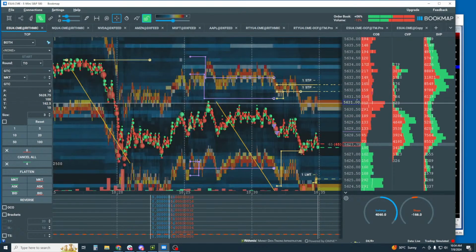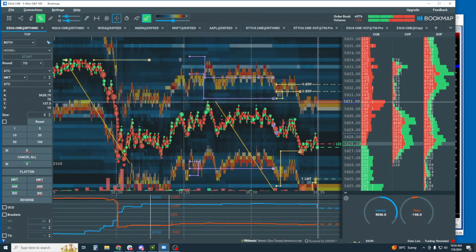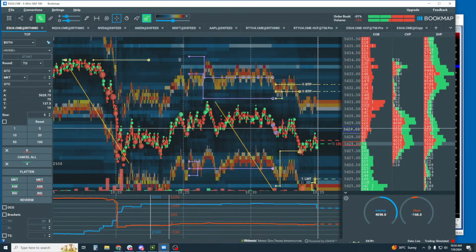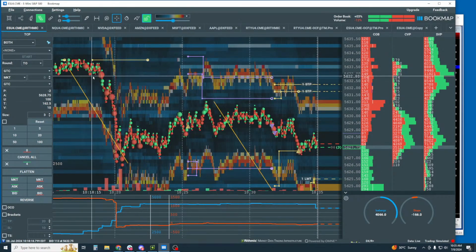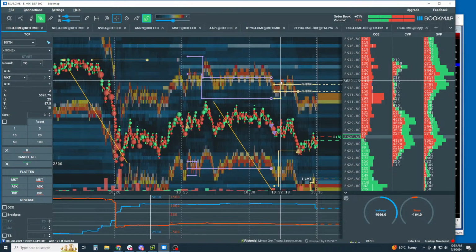Okay, so now that's what we're looking for. Let's see if we can get this phase now, this markdown phase, to continue. Okay, we're looking at a continuation trade here.